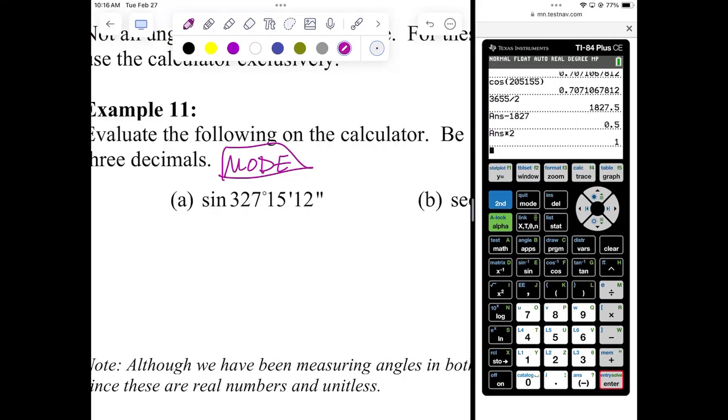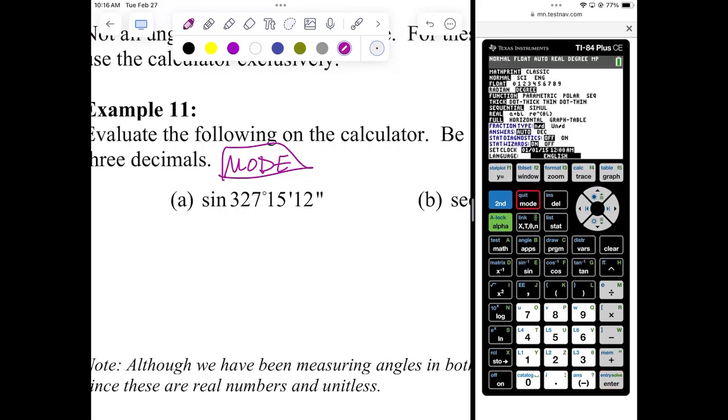In quadrant 4, the sign, the y is negative. Should be a negative number. Yeah. Let's go ahead and check our mode. What mode should we be in here? What does it say? We're in 327 what? Degrees. All right, I'm already in degrees.